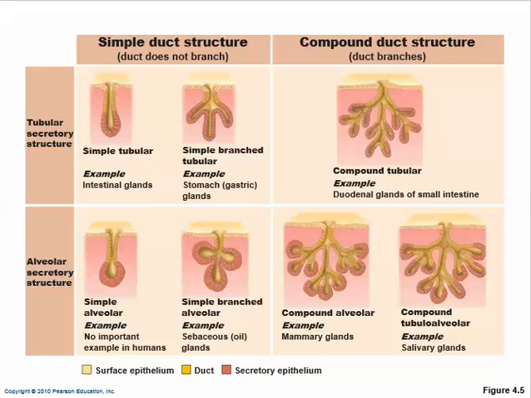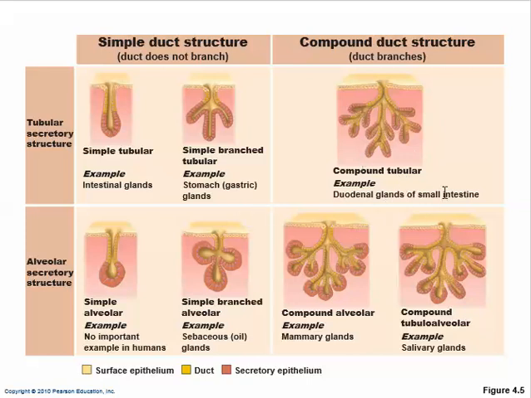So simple ducts, so there's one duct here that comes off these. So this would be a simple tubular one. This would be a simple alveolar one. This would be a simple branched tubular. See, there's three tubes, but there's only one duct here. Simple branched alveolar. So this would be a sebaceous gland. Some stomach glands are like this. So oftentimes what can happen is that different parts of different cells here will be secreting different things, and what ends up being secreted out there is a mixture of things.